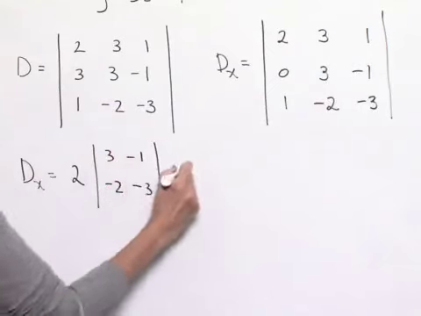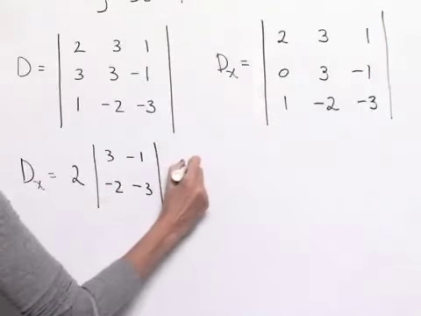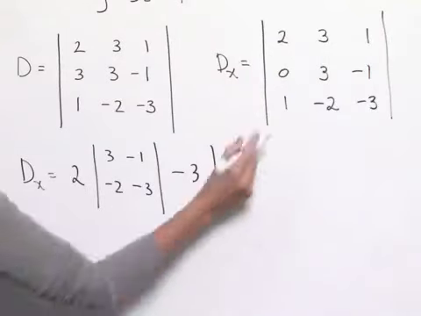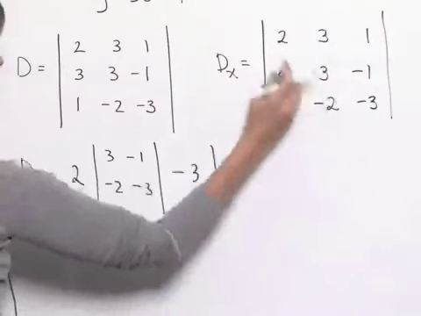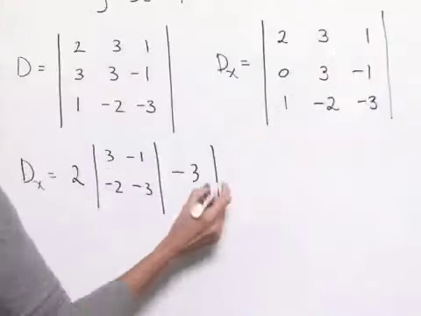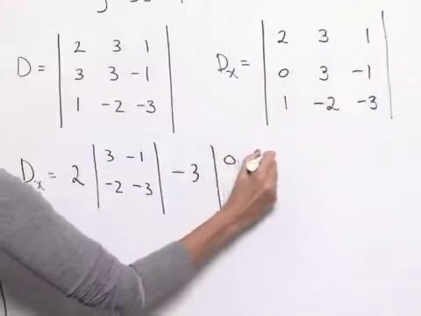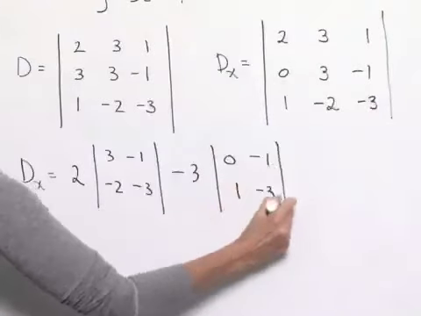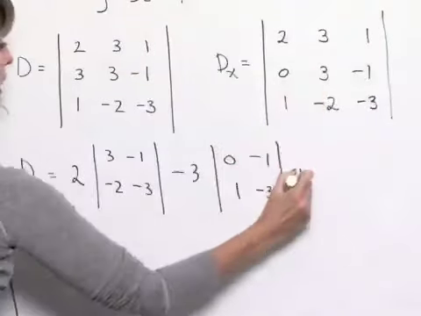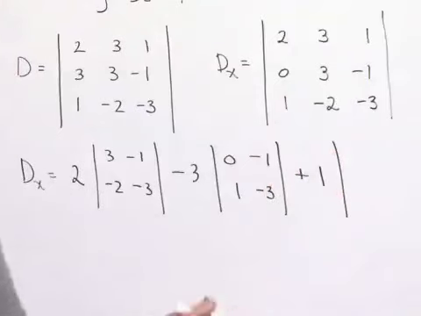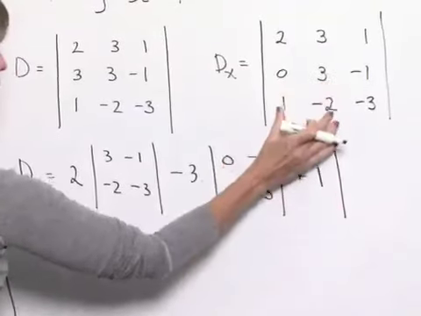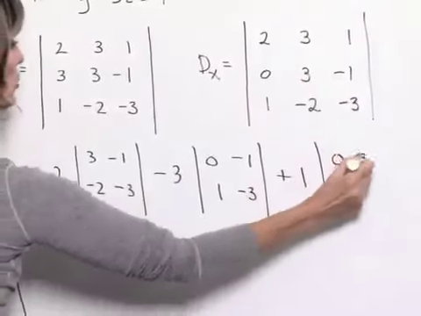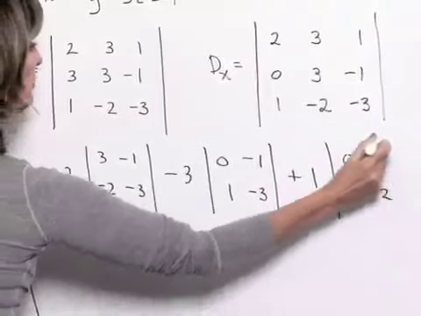Minus, we'll take our second entry on our top row, that's a 3, multiply that times the 2 by 2 determinant that comes from erasing that row and column. So we'll have our 0, negative 1, and we'll have the 1, negative 3. Plus, we'll take our value of 1 multiplied times the determinant that we get when we take away the top row and the third column. So we'll have 0, 3, 1, negative 2.